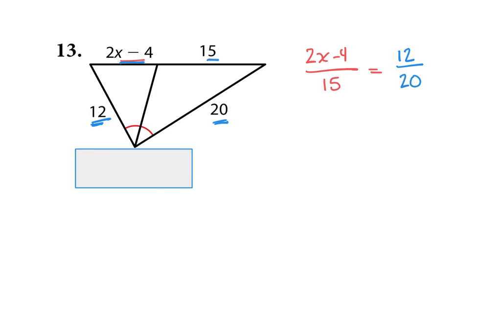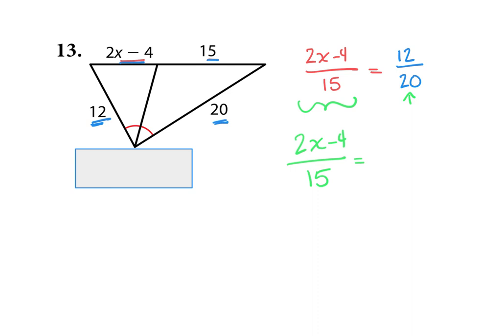All right. The other thing I would say that might make it a little easier is to reduce. So this one right here cannot reduce. So we're going to leave that as 2x minus 4 over 15. This one right here can reduce. What goes into 12 and into 20?